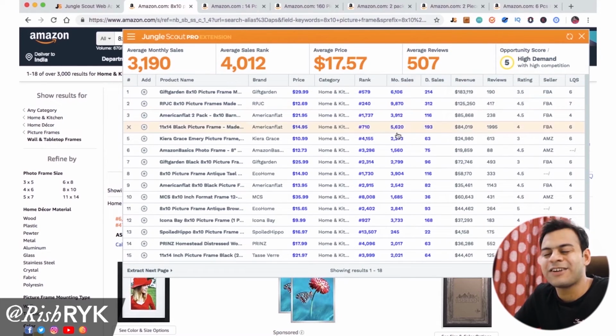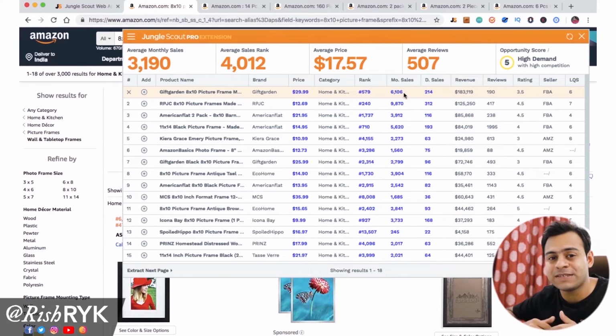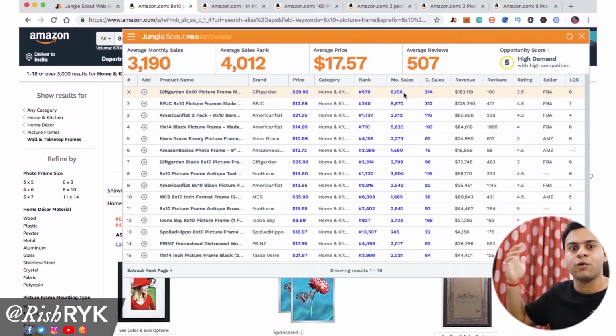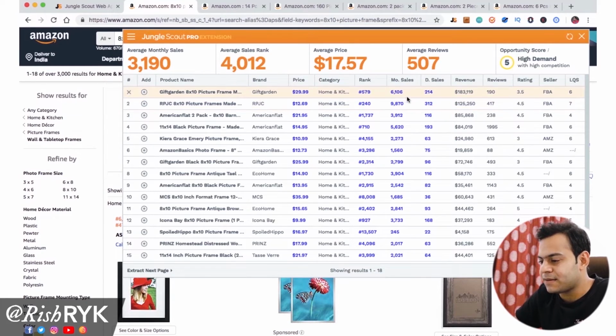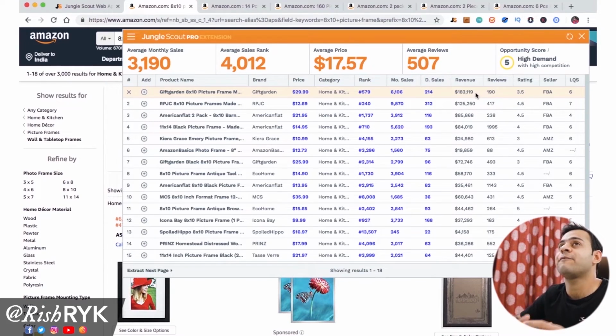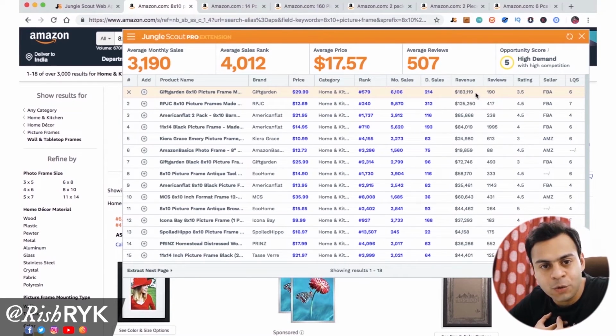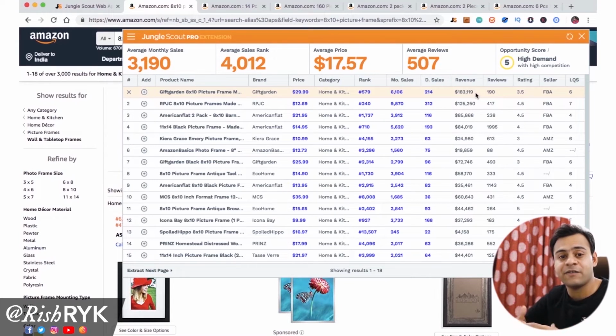As you can see, the monthly sales are crazy high. They're in the thousands. The first product itself crosses our 2,000 per month thumb rule mark, which is crazy. If you look at the daily sales, again, I would just ignore that. Revenues are crazy high. The first one is even making close to $200,000 in revenue. Can you imagine that? If you were somebody selling this product and had started a couple of years back, today you could potentially be making $200,000 on average in a month.